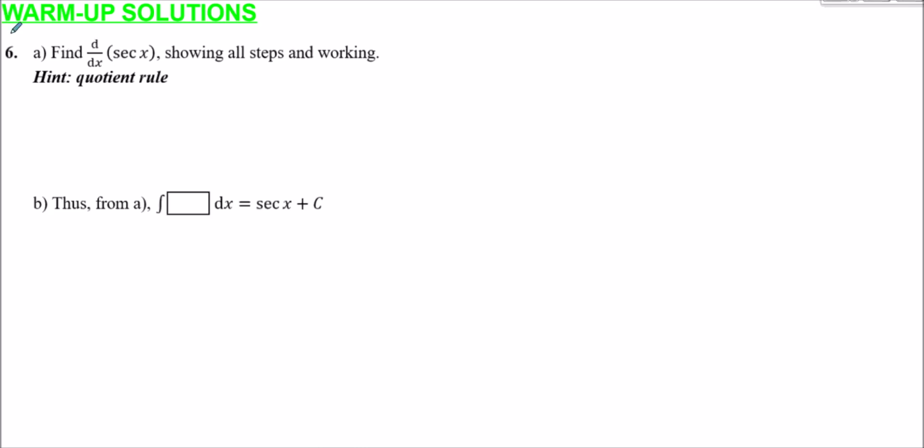Question 6. Find the derivative of sec x. Again, showing all steps in working. Again, use the quotient rule. So, got d by dx of sec x. Now, sec is just 1 over cos.